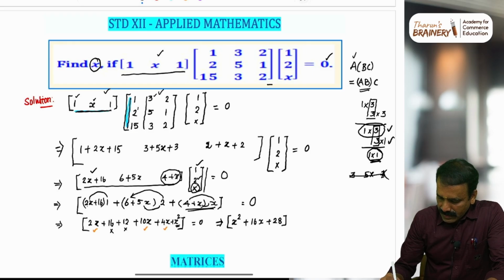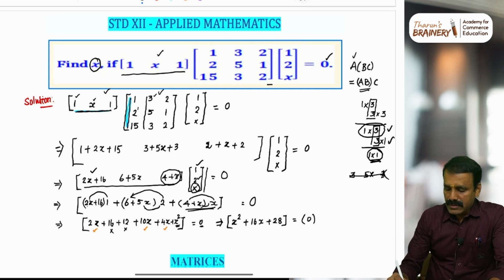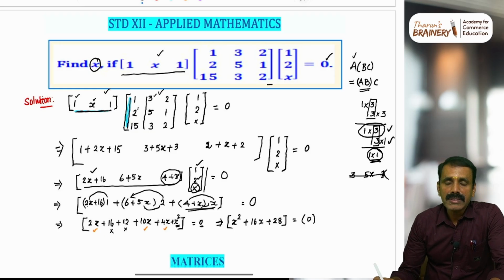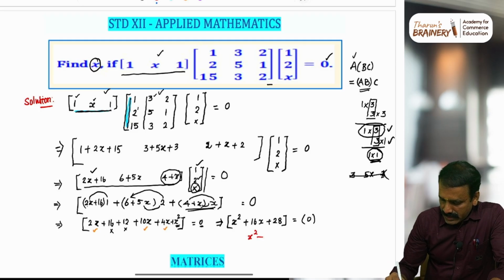28. The right hand side is written as a null matrix. Null matrix I replace with the matrix symbol 0. So the left hand side is a matrix of order 1 by 1, and the right hand side is also a matrix of order 1 by 1. So we equate the corresponding elements: x square plus 16x plus 28 is equated to the right hand side element 0.